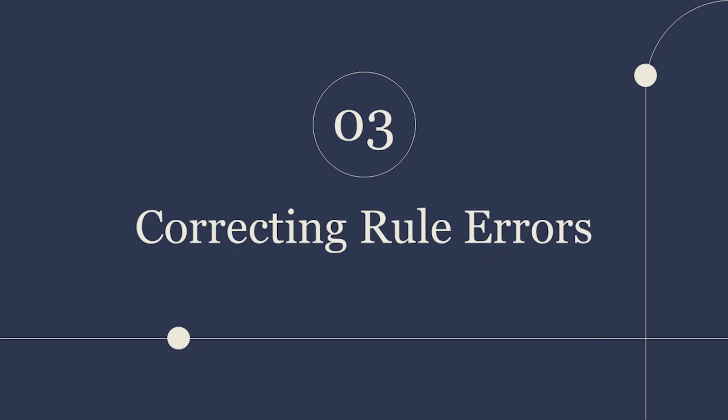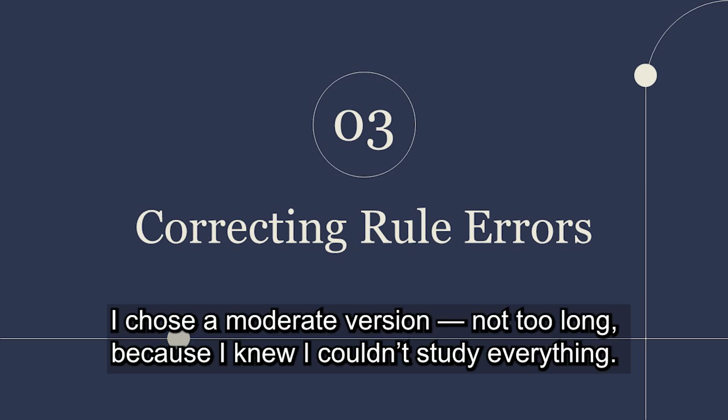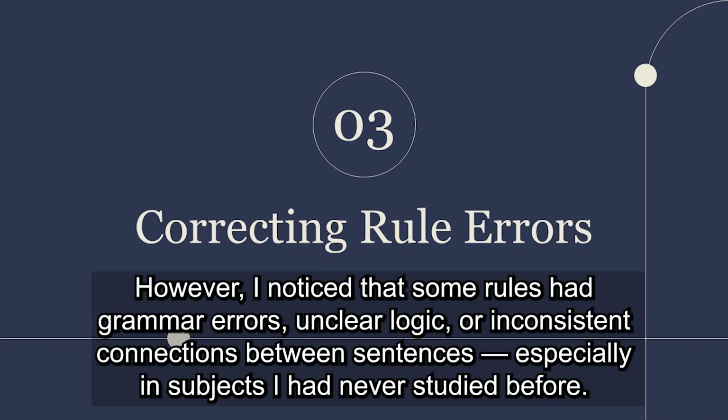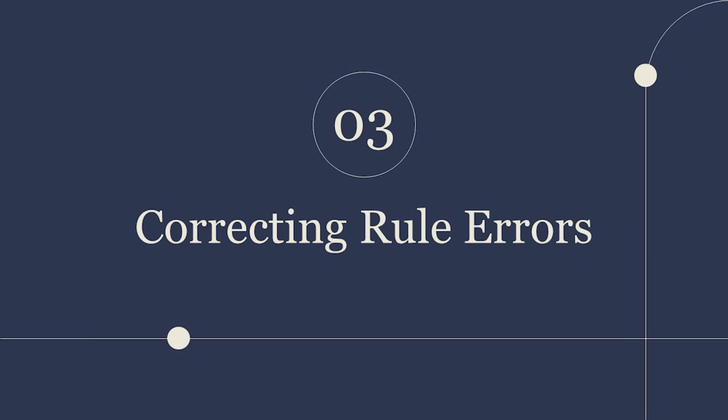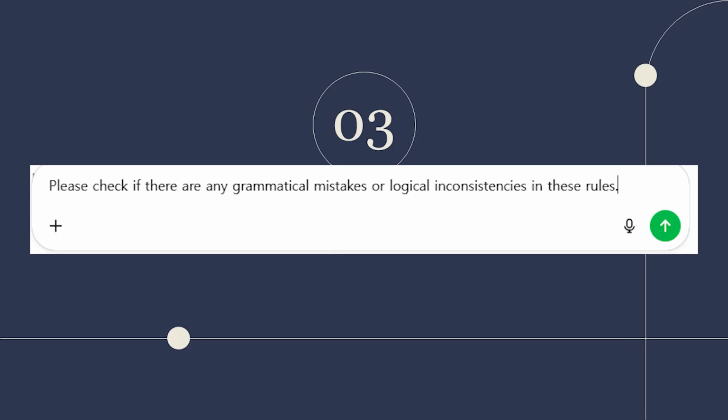3. Correcting rule errors. During my LLM studies, I collected a rules summary file. I chose a moderate version, not too long, because I knew I couldn't study everything. However, I noticed that some rules had grammar errors, unclear logic, or inconsistent connections between sentences, especially in subjects I had never studied before. So I asked GPT to review the entire set. "Please check if there are any grammatical mistakes or logical inconsistencies in these rules."